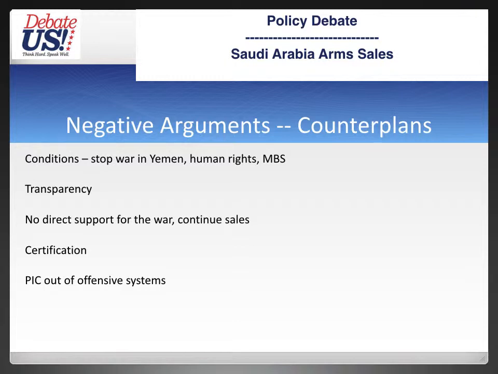Other people say you should certify it: Trump would have to certify the Saudis aren't committing human rights abuses, or that they reduce offensive aggression in Yemen. The problem with these counterplans is just a judgment call. The president can always certify them.